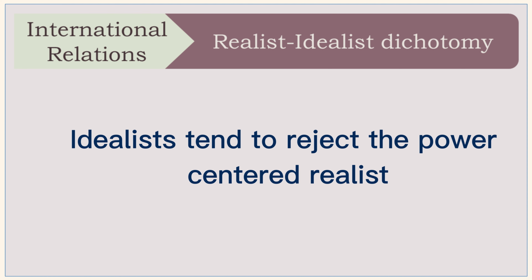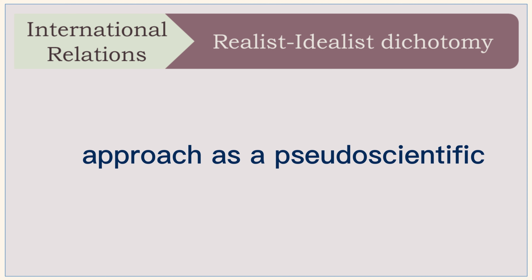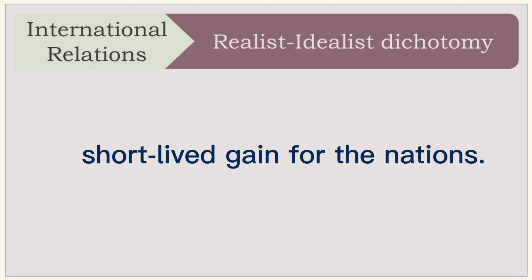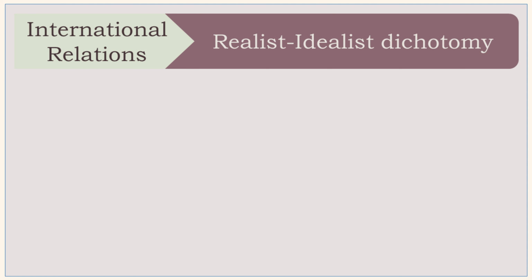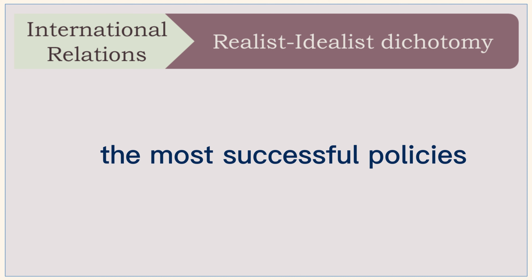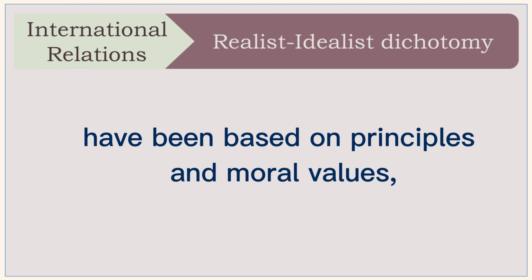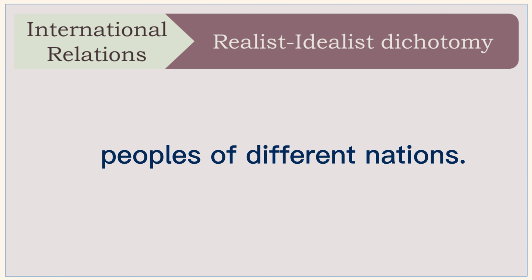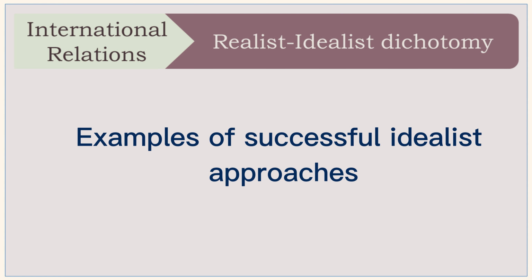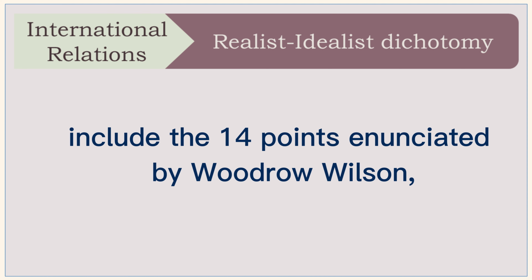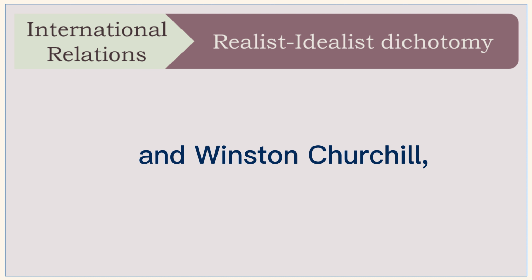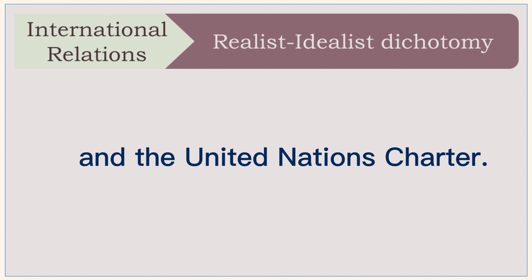Idealists tend to reject the power-centered realist approach as a pseudoscientific Machiavellianism likely to produce only minor, short-lived gain for the nation. For the idealists, the most successful policies have been based on principles and moral values, and have won support from millions of peoples of different nations. Examples of successful idealist approaches include the 14 points enunciated by Woodrow Wilson, the Atlantic Charter proclaimed by Franklin Roosevelt and Winston Churchill, and the United Nations Charter.